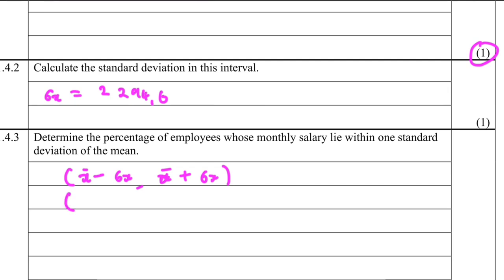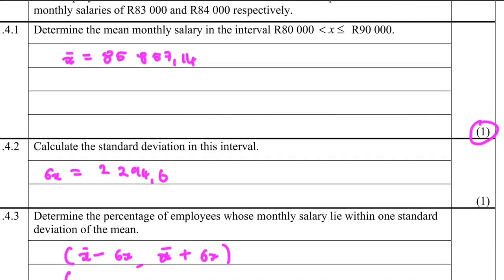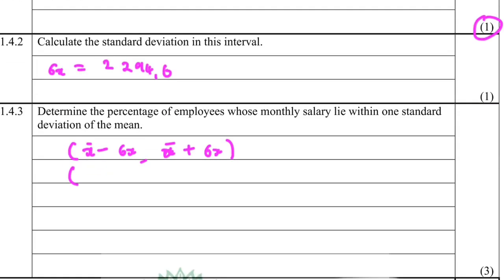So the mean is 85,857.14 minus 2,294.6. I'm getting 83,562.54, right? And then plus, let me see what I get. I'm getting 88,151.74. So I'm looking for the percentage of employees.